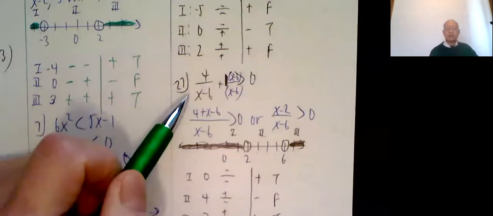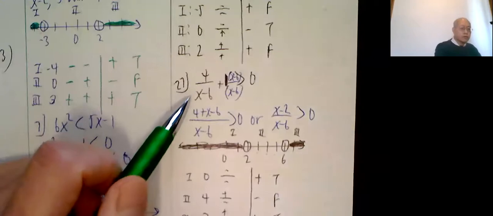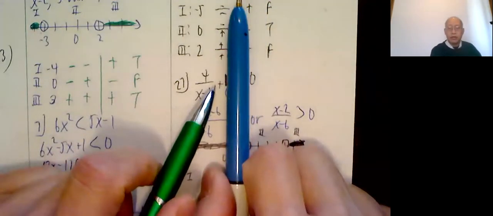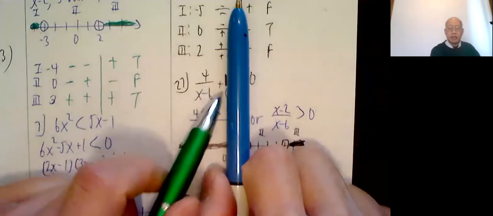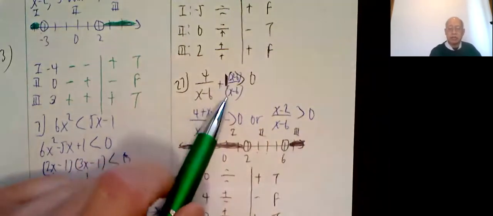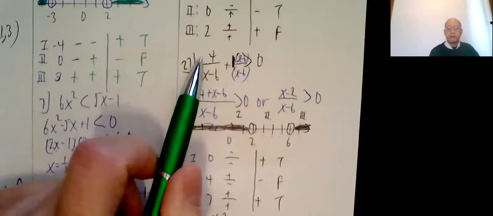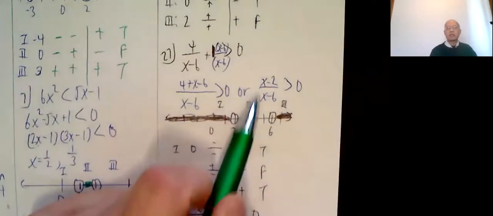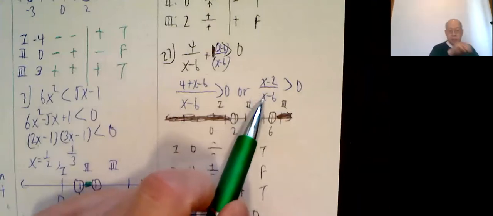Number 27, you need to set up a little bit first. The original was 4 over x minus 6 plus 1. The common denominator is x minus 6, so I multiply by x minus 6 over x minus 6. So that gives me 4 plus x minus 6 over x minus 6, which comes out to be x minus 2 over x minus 6, greater than 0. Then the rest of the problem is just like the other one.